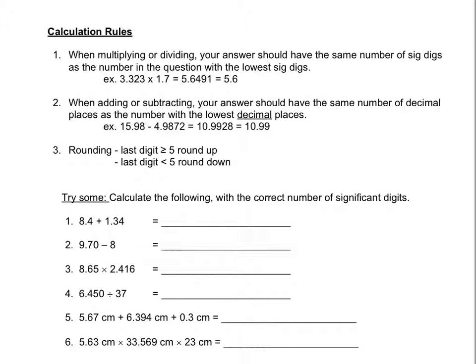The last two examples show you the calculator giving you more digits than necessary. It does happen that your calculator doesn't give you enough. If that happens, add zeros at the end of your answer until you get the correct number of sigdigs.